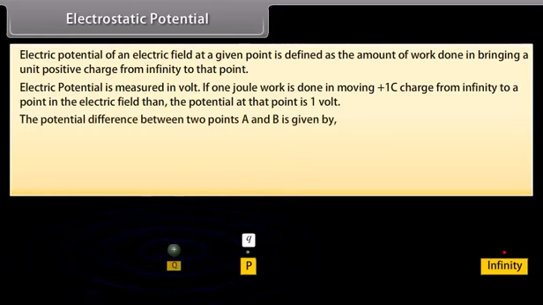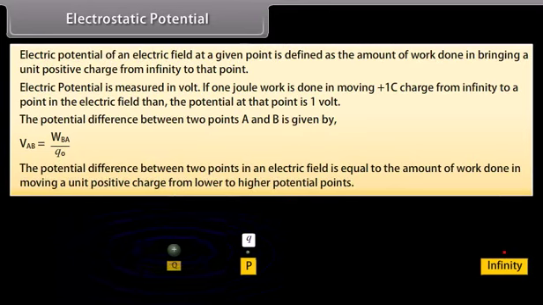The potential difference between 2 points A and B is given by V_AB equals W_BA upon q0. The potential difference between 2 points in an electric field is equal to the amount of work done in moving a unit positive charge from lower to higher potential point.